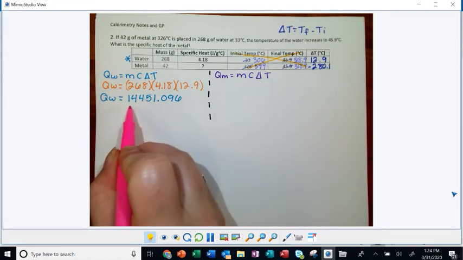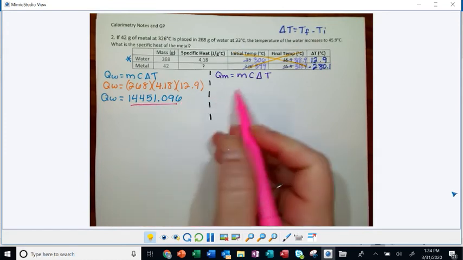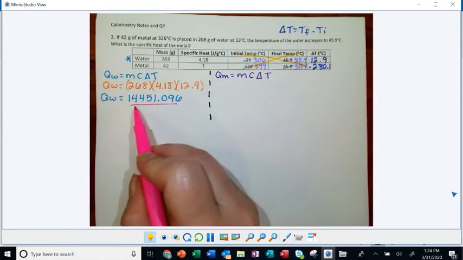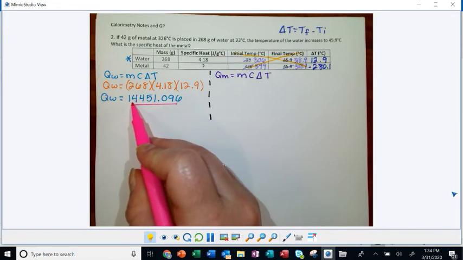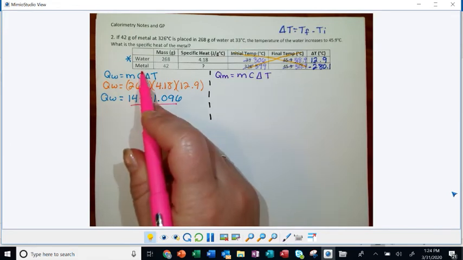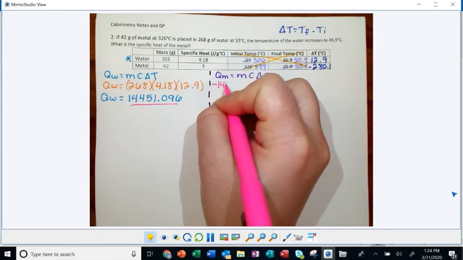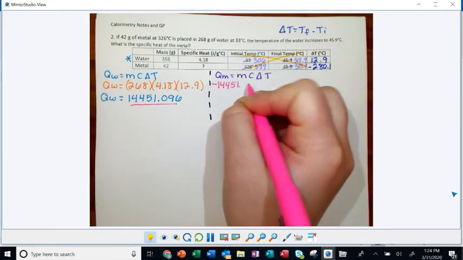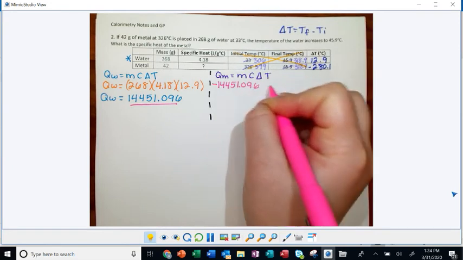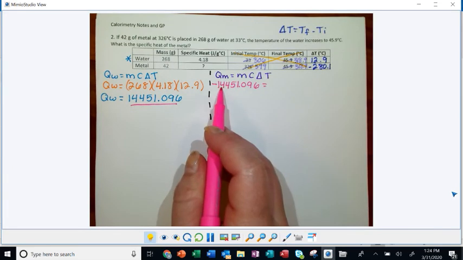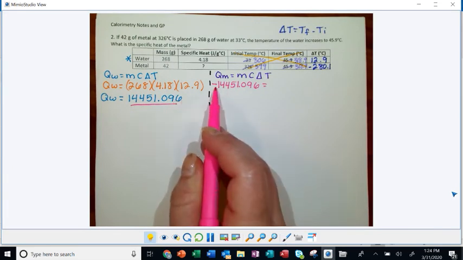Again, whatever number is here will be the Q for the metal, just the opposite sign, because the water is absorbing the heat that the metal released, right? So release means negative. If this was a negative number, then this would have to be positive. These always have to be opposite signs.